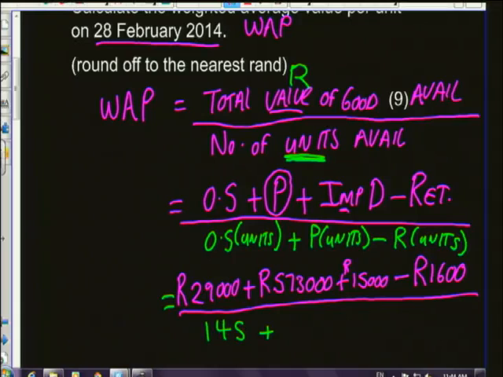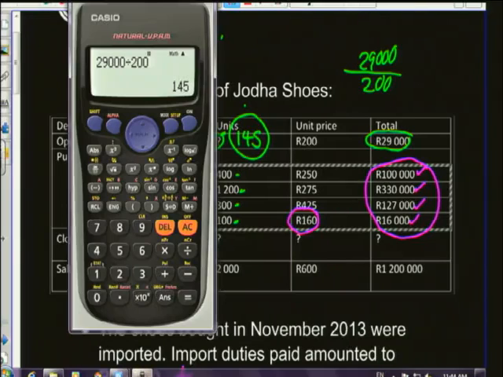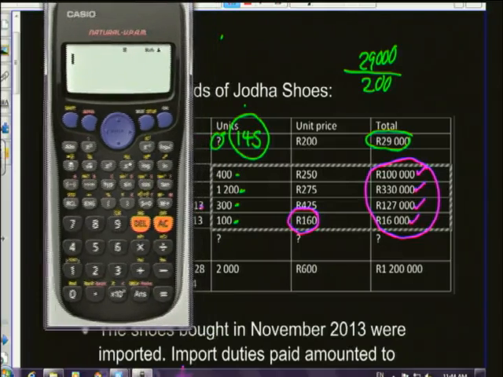We're now going to add purchases, but remember now we're focusing on units. In total, how many units did we purchase during the year? Okay, so back to our table. There's our units. So we purchased 400 units, then we purchased another 1,200 units, then we purchased 300, and then finally we purchased 100. Okay, so let's take out the calculator.